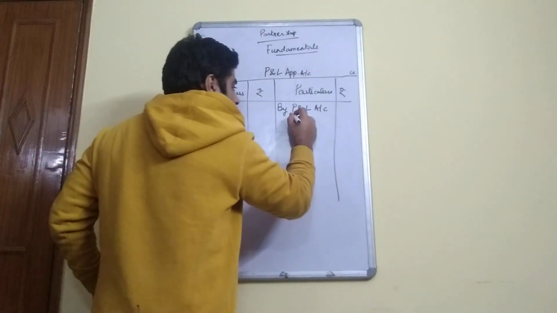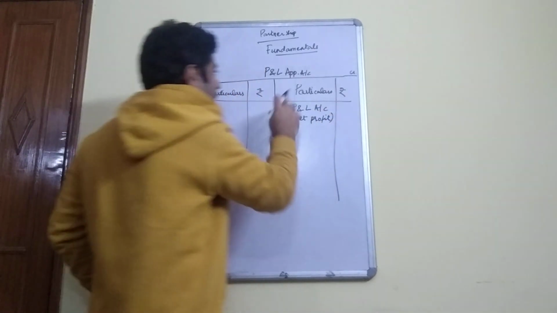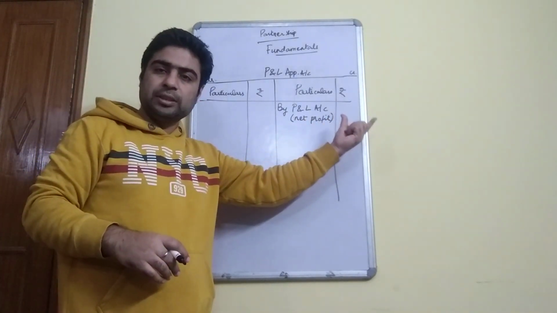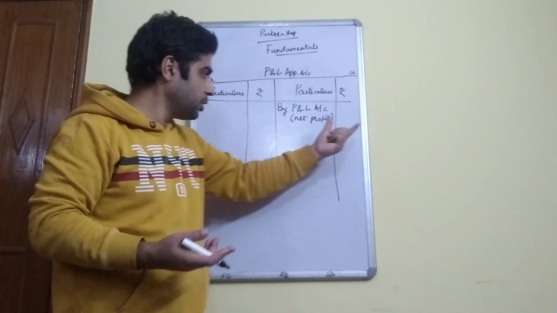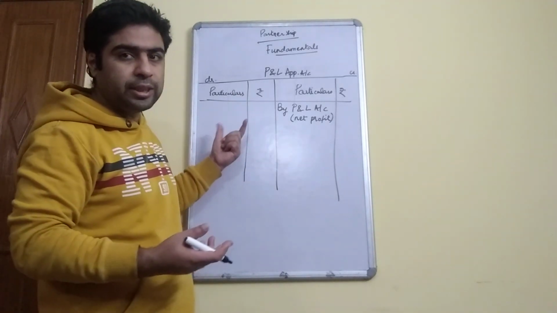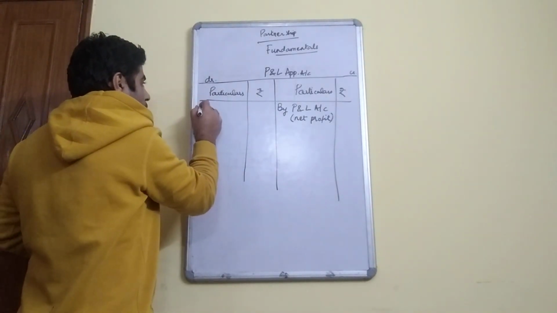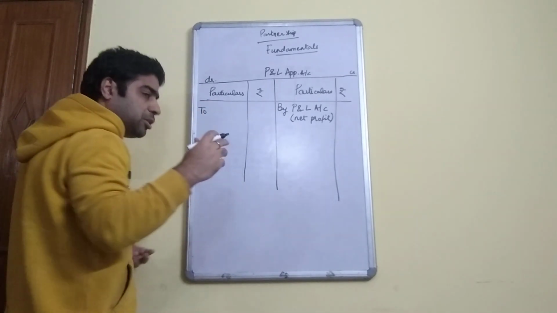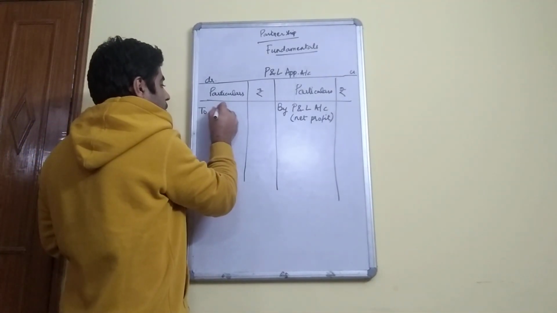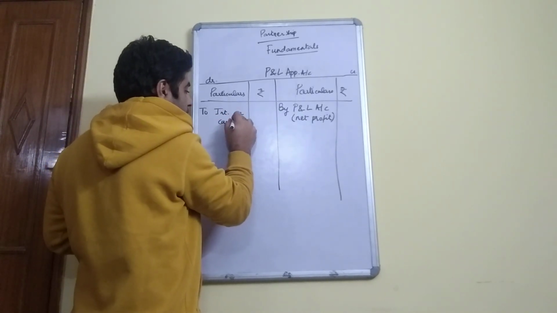Now, once we have shown the net profit on the credit side of the profit and loss appropriation account, we will show how this net profit of the partnership firm is shared, how it is distributed amongst the partners of the firm. In order to show that, on the debit side, what are the components, in what all forms is this profit shared? So the first component which we can talk about is interest on capital.